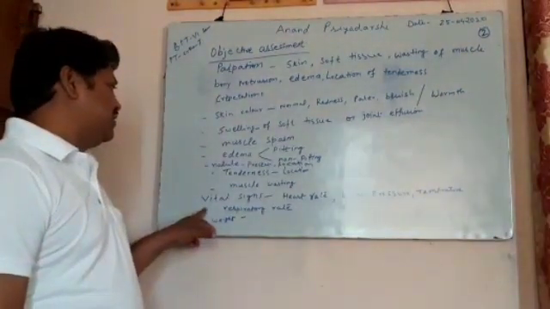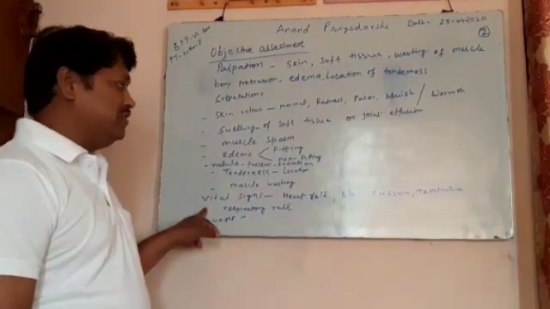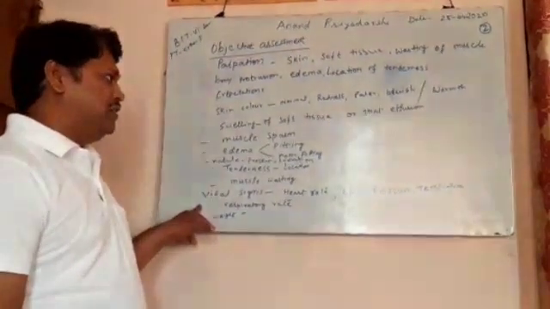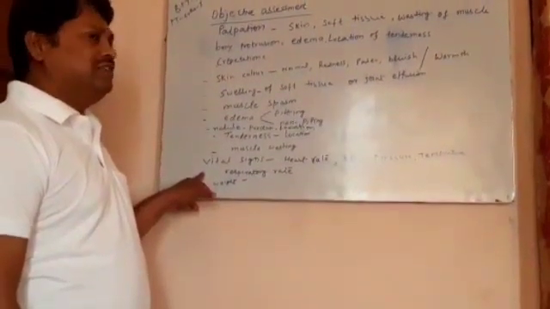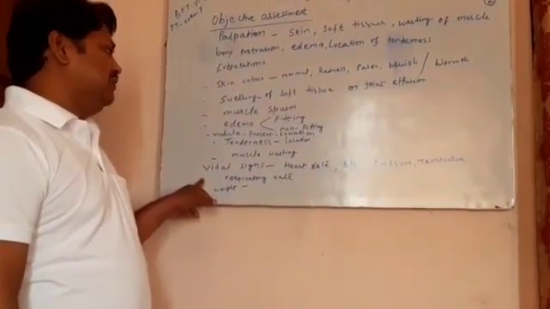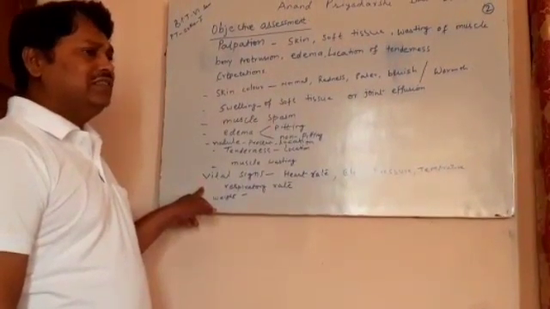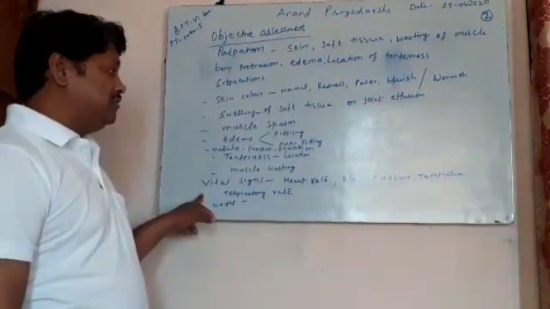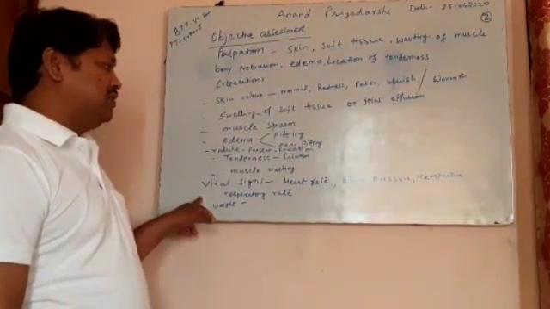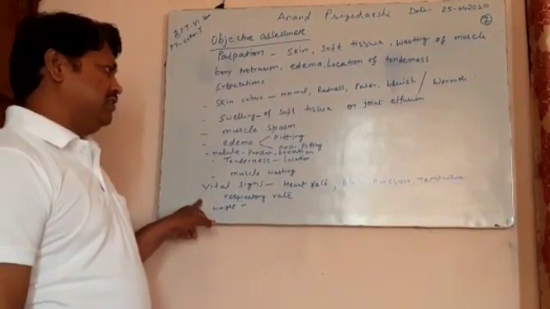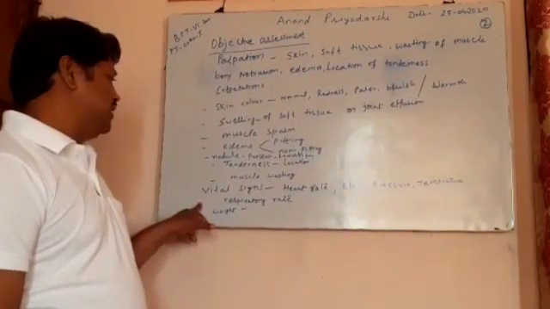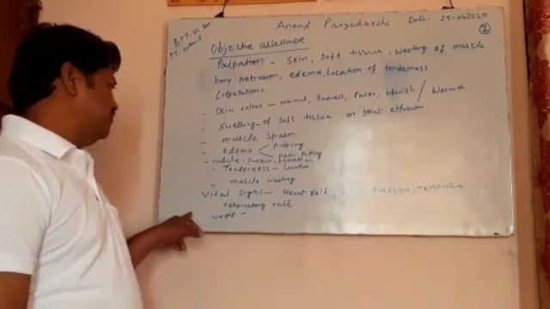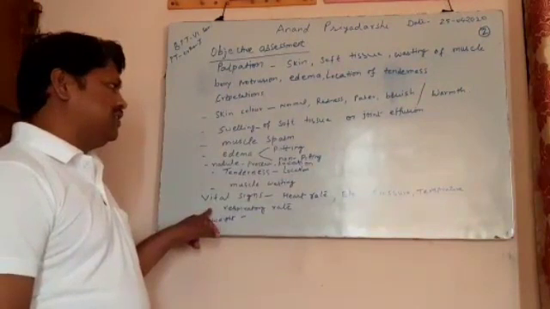Next, the vital signs. There are some vital signs which are necessary to know. They are the heart rate, the blood pressure, the temperature of the body, and respiratory rate. Usually, the normal heart rate is 72 to 75 times per minute. The blood pressure is 120 over 80 mmHg. The temperature is around 97 degrees Fahrenheit, and the respiratory rate is 14 to 17 times per minute. So these vital signs are very important.